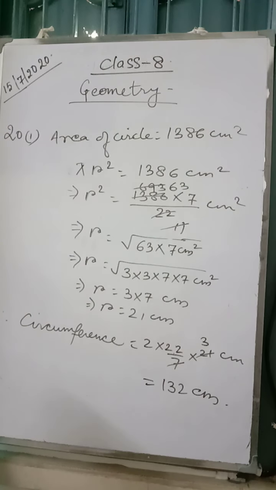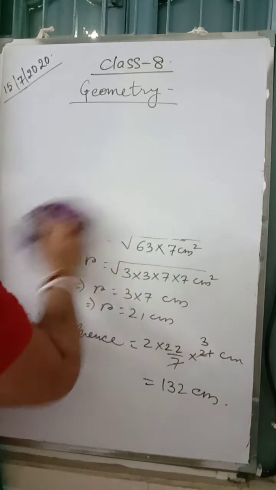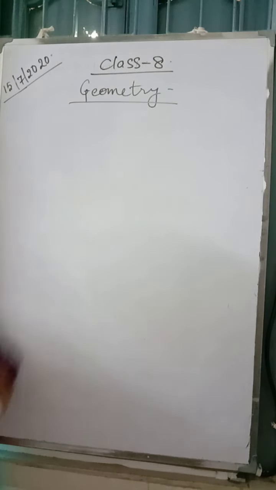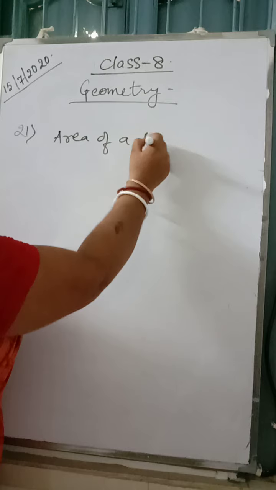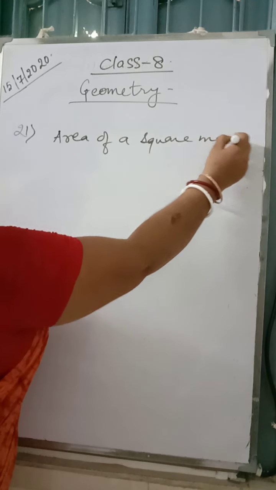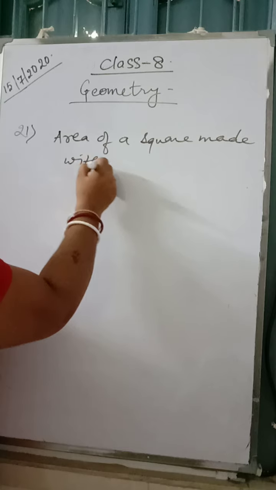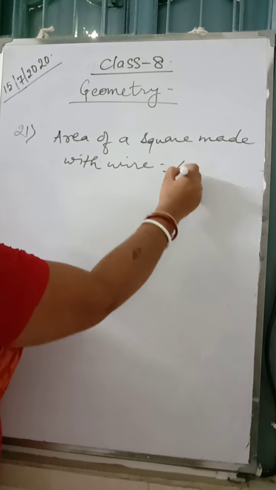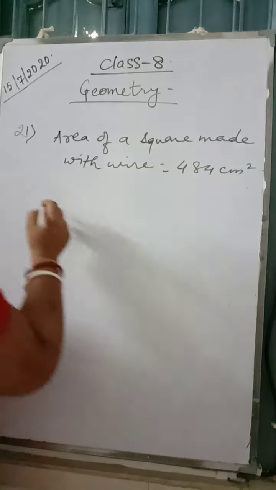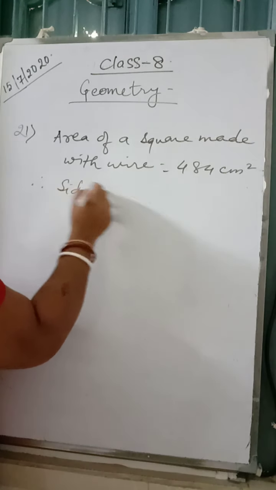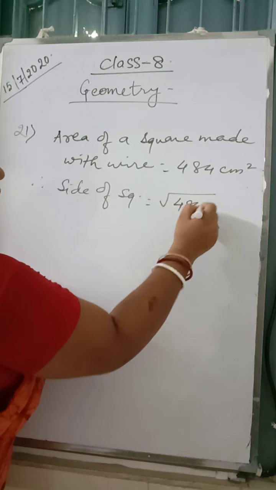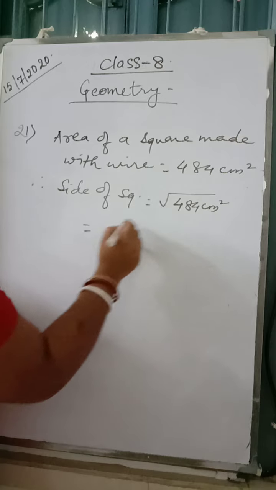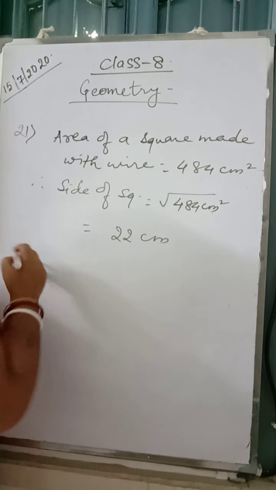Question number 21. Given: area of a square made with wire is equal to 484 centimeters square. So that's what side of a square is under root 484 centimeters square, or this gives you 22 centimeter.